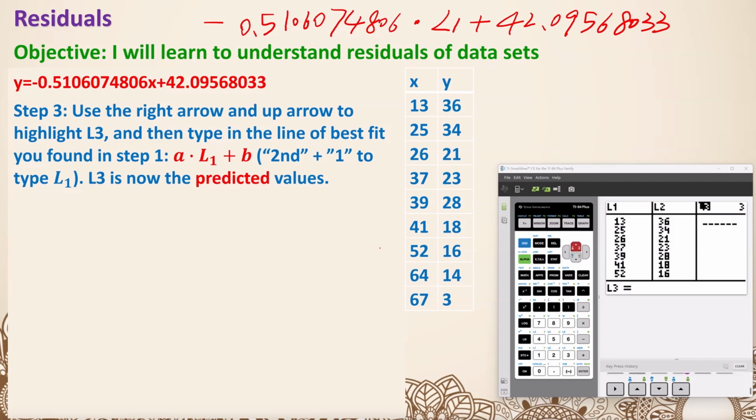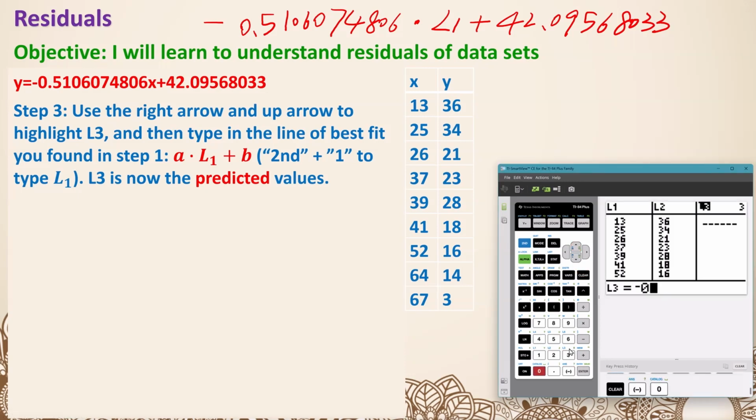And in order to type in the letter L1 or the name L1, we're going to need to press second. And you see on top of 1, there's L1. On top of 2, there's L2. That's how we call the different list names. And afterwards, L3 is going to be the predict value. So let's go through that process.